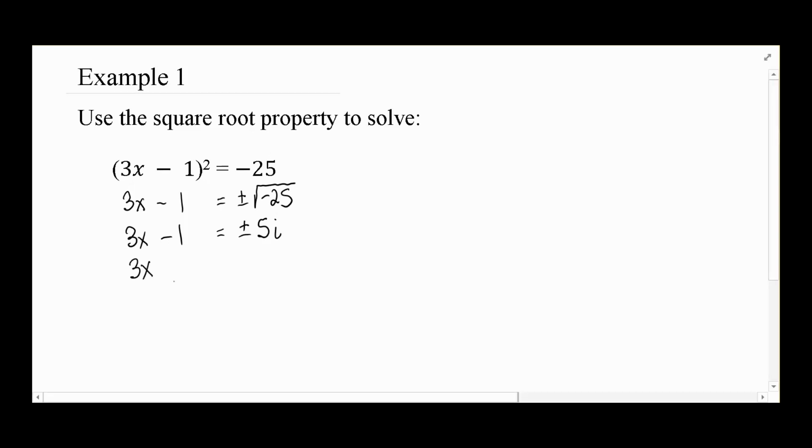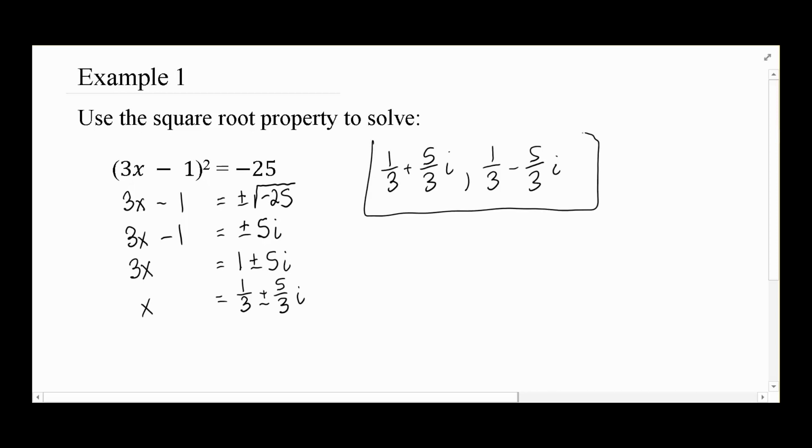We're going to solve for x by adding 1 to both sides and then dividing by 3. So this is in fact two separate answers because of the plus minus, and those two separate answers are 1/3 plus 5/3 i, as well as 1/3 minus 5/3 i. And those are our two answers that we would input into our homework system.